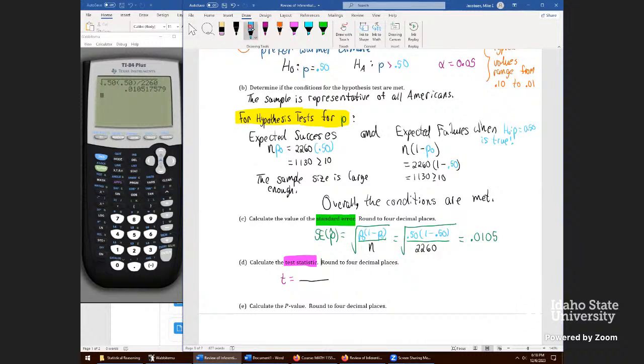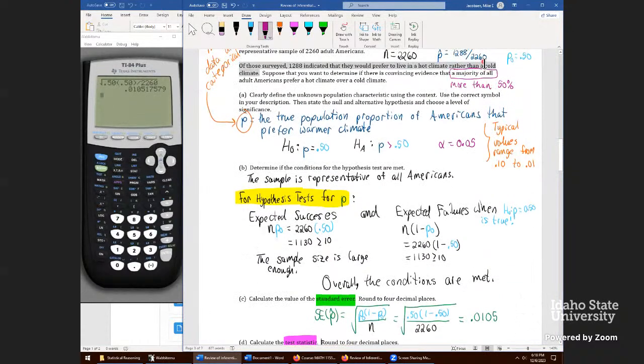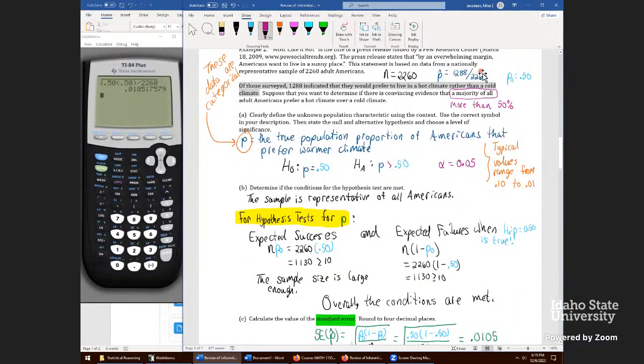So we'll put in a p hat to start from this formula. Subtract the value to be tested, p naught, and divide all of that by standard error. So this will then turn into, let's see, did we calculate p hat? Yeah, we just wrote it out as a fraction. So let's throw that into the calculator to start.